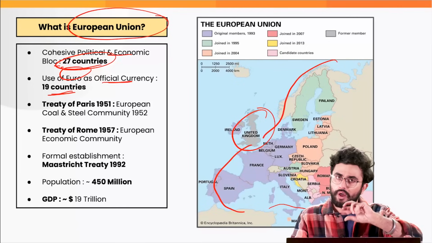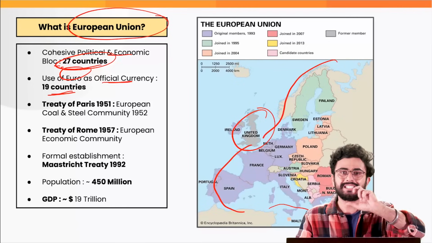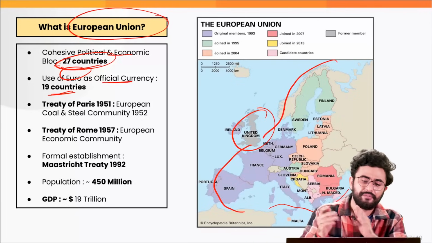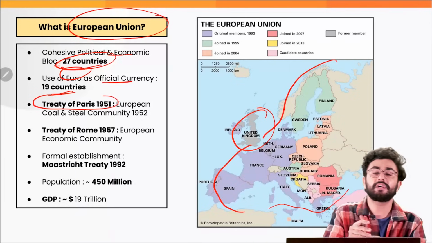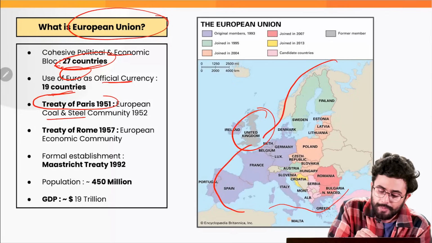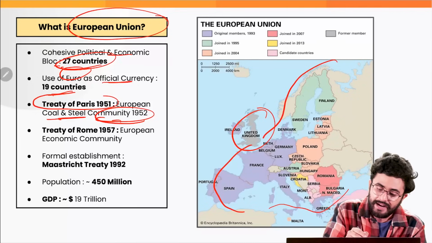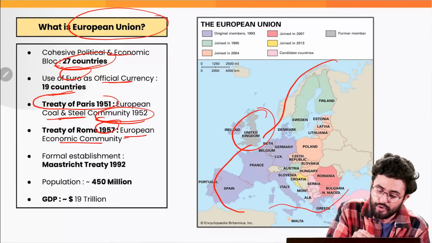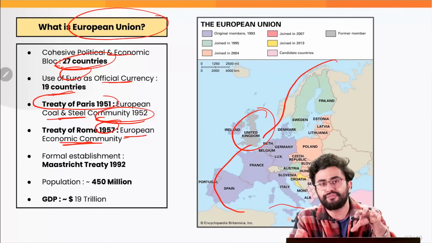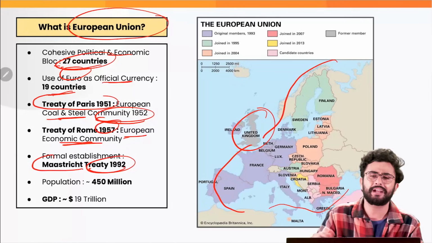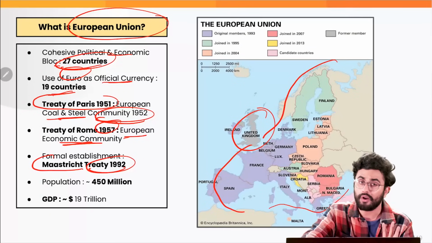The formation of this European Union started specifically after the backdrop of World War II being over, with the Treaty of Paris 1951, which established the European Coal and Steel Community in 1952. Then the Treaty of Rome 1957 was formed, which created the European Economic Community. The formal establishment took place through the Maastricht Treaty of 1992. Maastricht is basically a city in Norway.